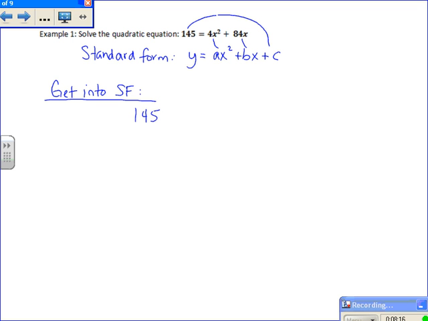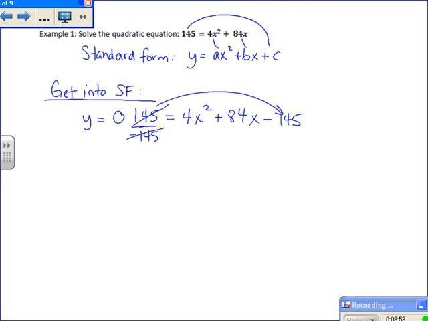So 145 is equal to 4x squared plus 84x. The only thing that's wrong here is that I have this 145 on the wrong side of my equal sign. I need to move it over to the other side. I want it to appear at the end. So I'm going to either export it over, where I change its sign, or you can subtract 145 from both sides. Either way you do it, you're going to end up with 4x squared plus 84x minus 145 is equal to 0. So y is equal to 4x squared plus 84x minus 145.